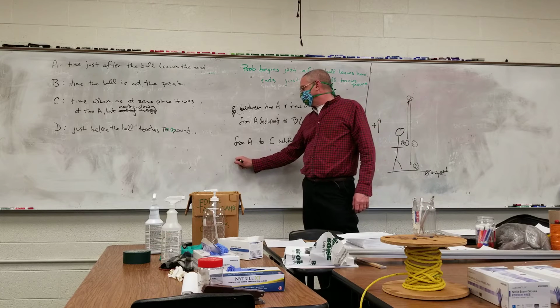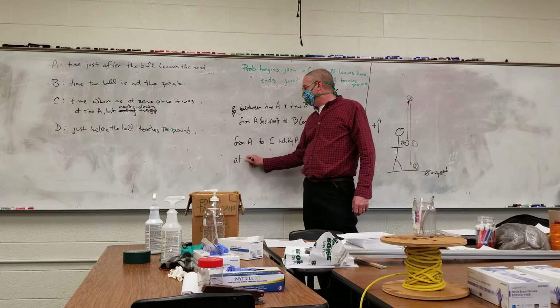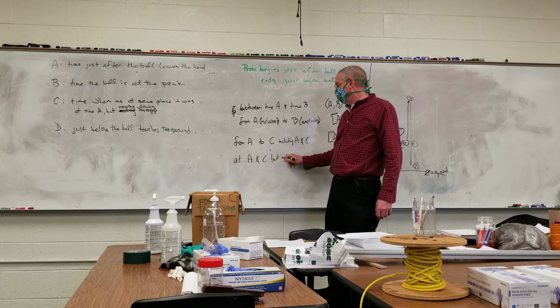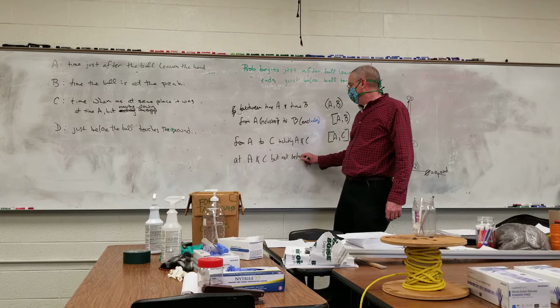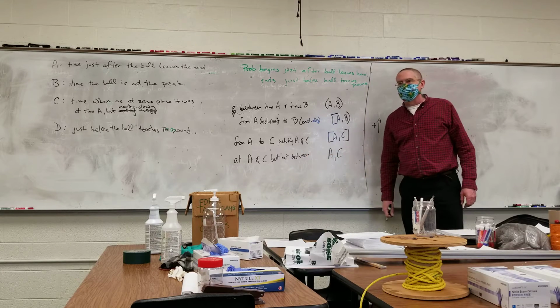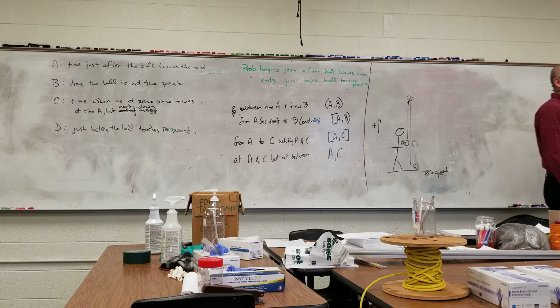And then if something happens at A and C, but not between, then I would just write A, comma, C. No brackets. Brackets and parentheses mean I'm including something in between them. Without the brackets, just write the letters down. Questions here?